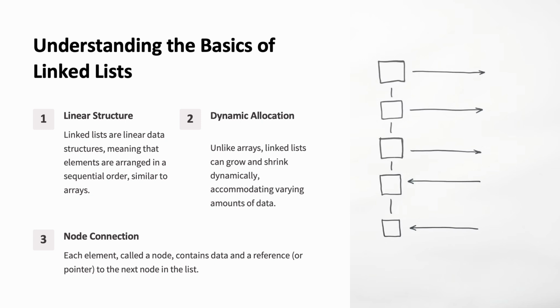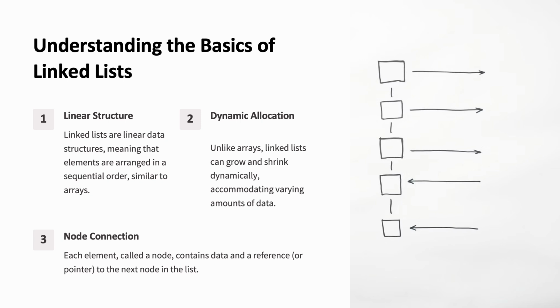Now let's understand the basics of linked list. Linked list structure. Linked lists are a linear data structure, meaning that elements are arranged in sequential order, similar to arrays, where each element or node contains both data and a reference to the next node in sequence. Unlike arrays, linked lists do not have a fixed size and grow or shrink dynamically by adding or removing nodes. Linked lists are a foundation in data structures and they come in several types that we are going to discuss in the types of linked list.